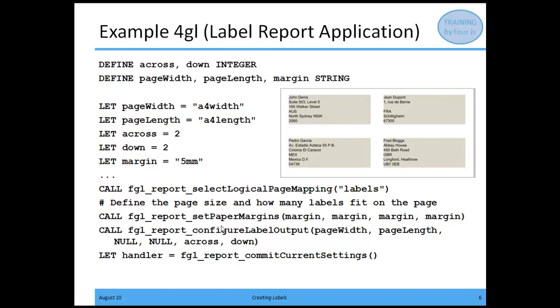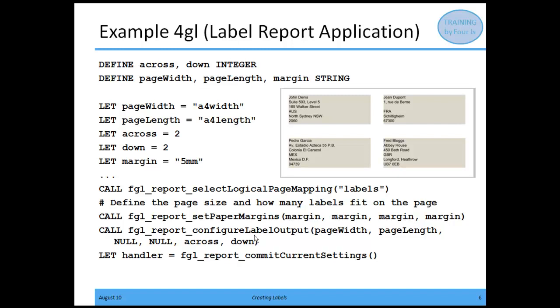I then need to do the FGL report set paper margins and pass in what my paper margin is. It says 5 millimeters, and these are the 5 millimeters going around the physical page. I then need to do an FGL report configure label output. I'm passing in my page width and my page length, letting it know what the physical page is. For the label size, it says null and null, and we're allowed to do that because we've set up our report design document to be the size of a single label. The last 2 parameters are how many columns across and how many rows down, and we set it up to be 2 columns across and 2 rows down.